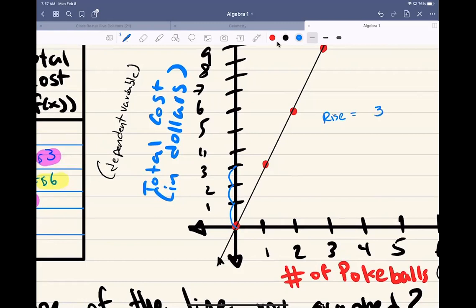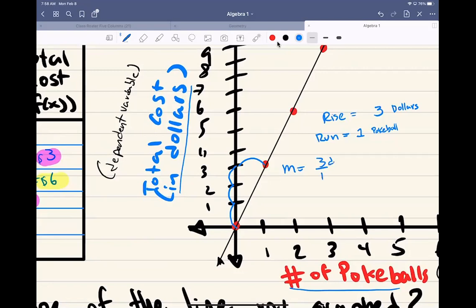But what is it? Is it just 3? Or is it, remember, this now has value, so it's $3, right? So we're gonna write $3, right? And our run is gonna be, let's see what our run is gonna be. It's gonna be just 1. But is it just 1? No, if you look at here, it's gonna be number of Pokeballs. So it's one Pokeball, right? So when you write your slope, it's 3/1.